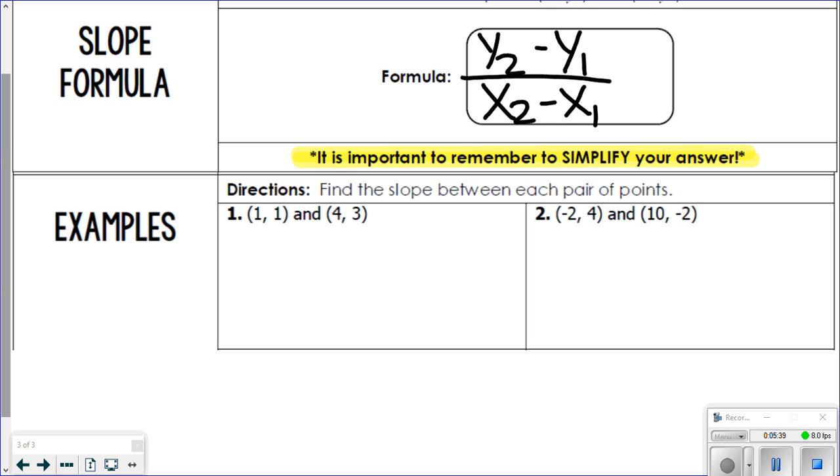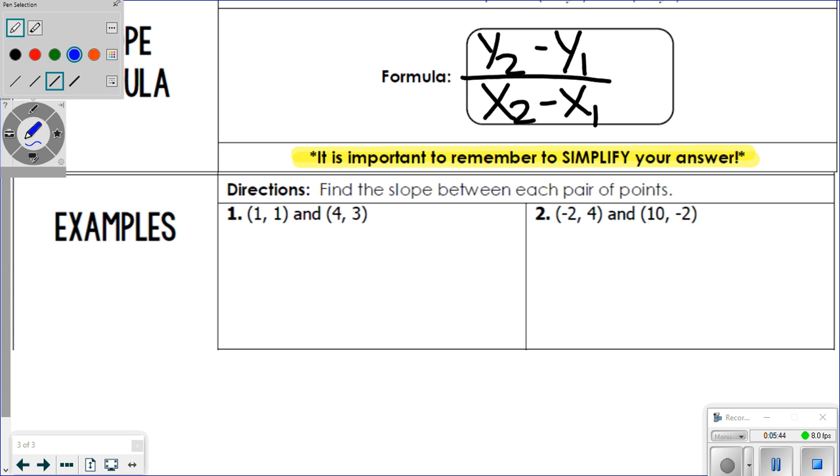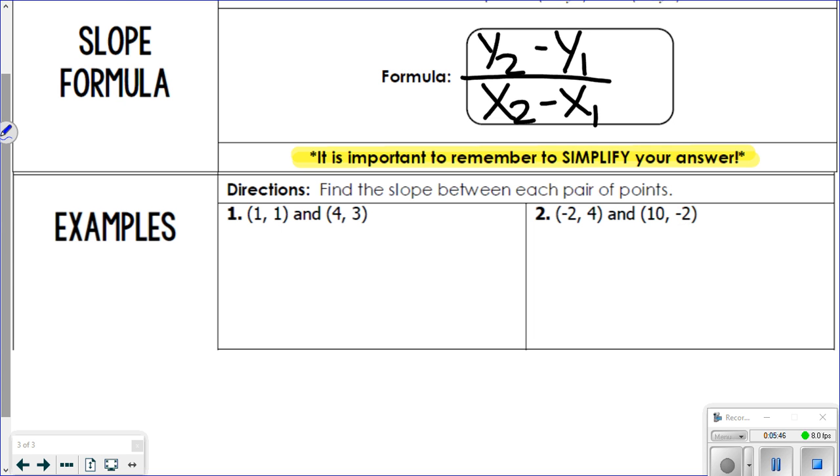Our directions here are to find the slope between each pair of points. Okay. If it helps you, make sure you label these or draw arrows. Do what you need to do. So x, y, x, y. This is my first point. This is my second point. Okay, or you could draw y goes to y and x goes to x.